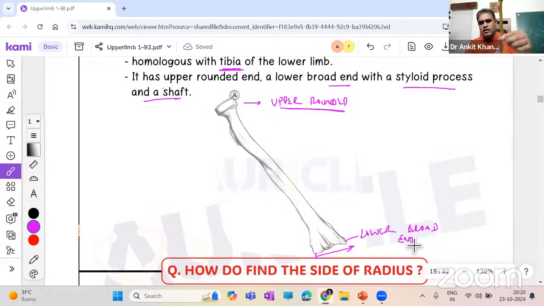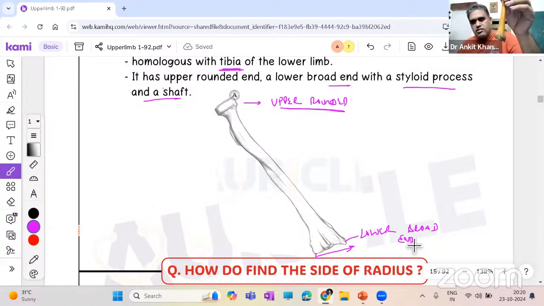Now you can look at the whole shaft. Come to the lower part. This is the lower end. Lower end is broad. Now compare it to the upper end. Upper end is like this head. Look at the size of the lower end. So the lower end is broad, and you can see one side is tapering. This tapering part of the lower end of radius is known as the styloid process of the radius. What is that known as? Styloid process of the radius.